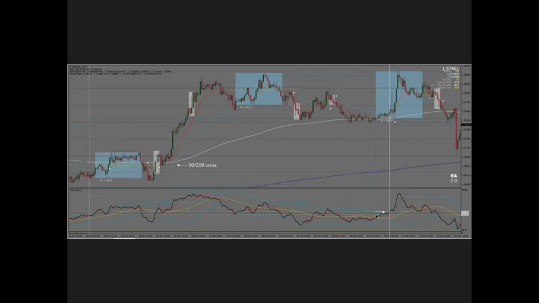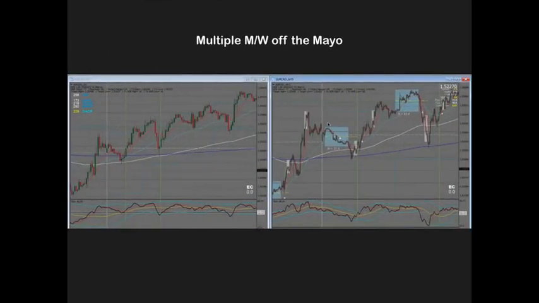Okay, so you get your TDI confirmation on this. You got your entry close above the EMAs right here, and if you took that to the top, you would have gotten a nice 50 pip trade. Okay, that's an example of just one leg touching. This one kind of hovered over. Now, multiple M's and W's off the Mayo.